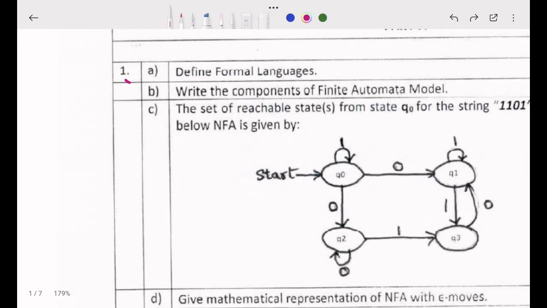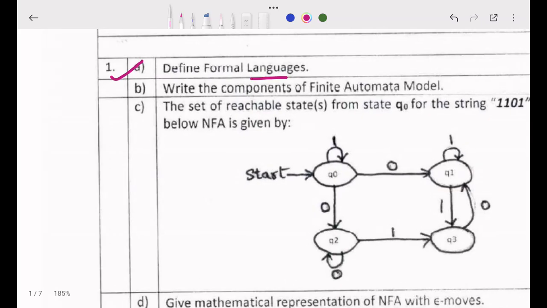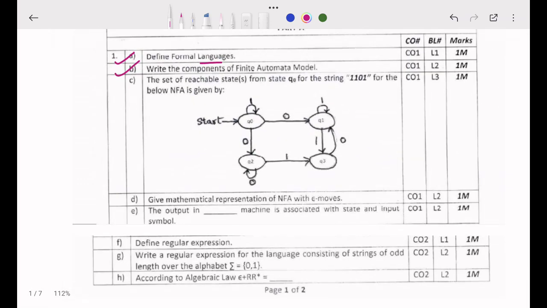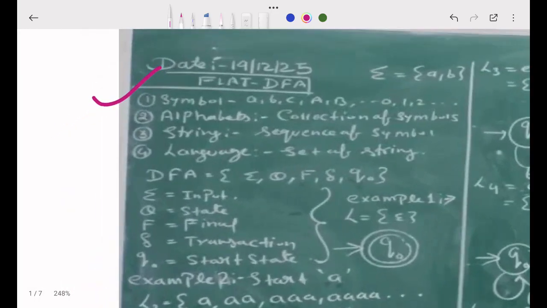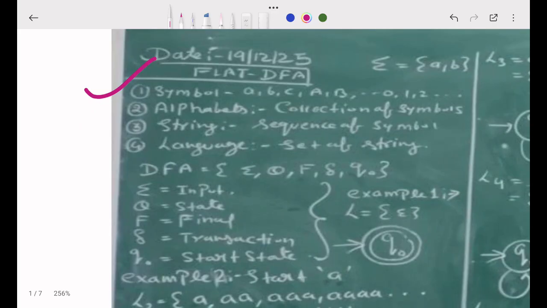Question number one, we asked, define the formal language. We are asking about the language, okay, and write about the component of finite automata model. So both questions, I will go here, I will show this, already we explained during our class presentation. We explain about what is symbol, okay. So your keyboard is the symbol actually.